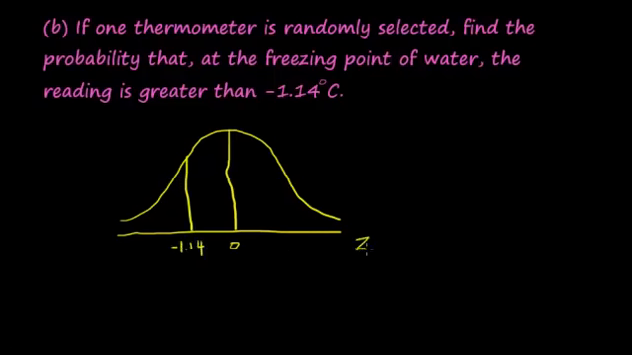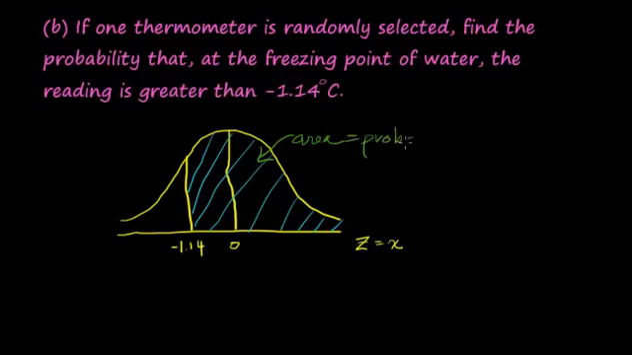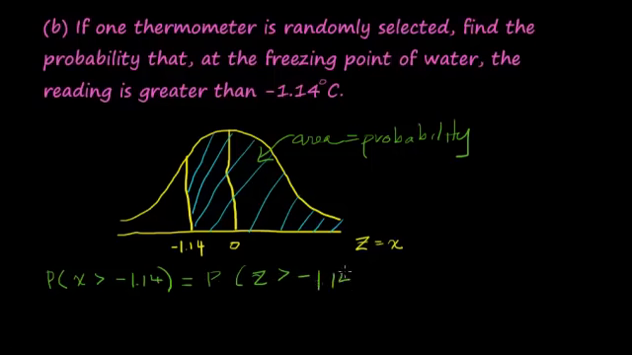And again, these are my z values, but they're also my x values because the mean and standard deviation are the same. Okay, now we want greater than negative 1.14. So we want this area out here. Okay, so that's what we're looking for. This area will give me the probability. So this time I want the probability that x is greater than negative 1.14, but that's the same thing as saying the probability that z is greater than negative 1.14, and that information is available using my TI-84 technology.